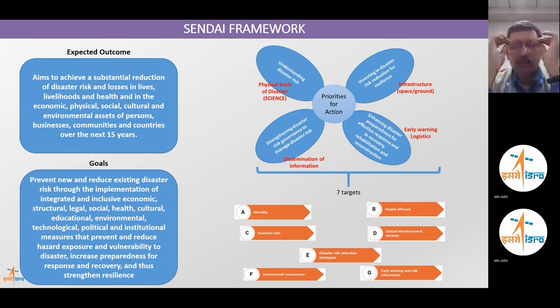So when we talk about governance, it's basically availability of proper information and timely information. So it's dissemination of the information. And we have the 4th priority of action, which is enhancing disaster preparedness for effective response and in recovery, rehabilitation, and reconstruction, which translates into something like development of early warning system and the logistics.